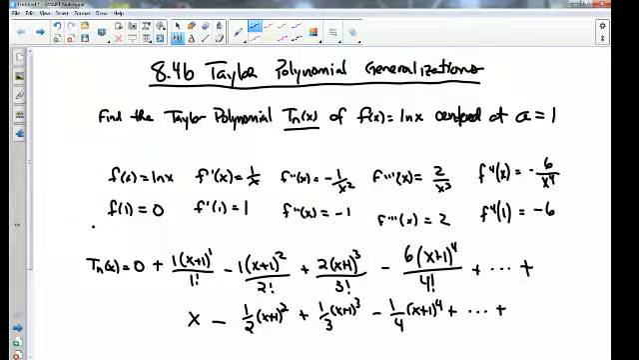Okay, so the question here is, can you find a pattern? Plus 1. First term, first power, right? 1 over 1, 1 over 2, 1 over 3, 1 over 4. So we're starting to see the pattern. And then this is going to be x plus 1 to the nth, right?